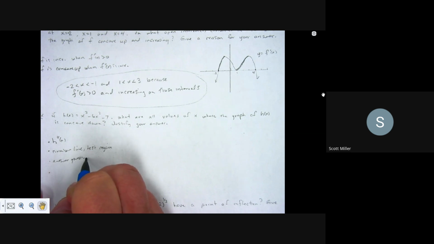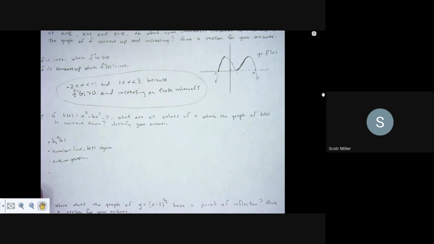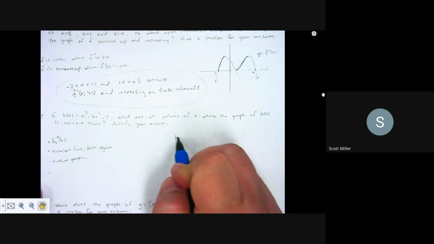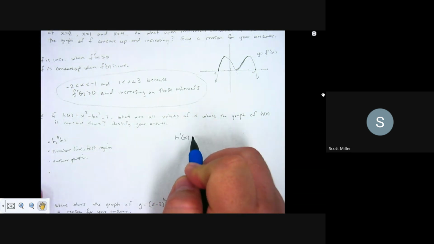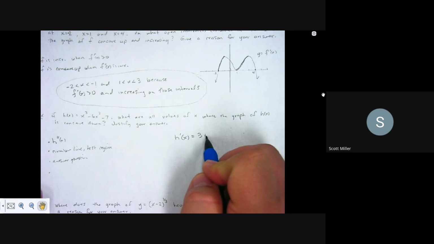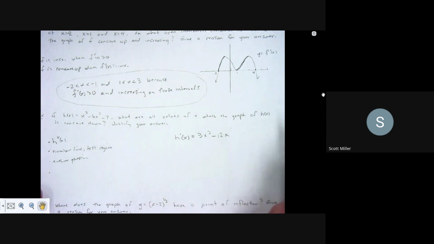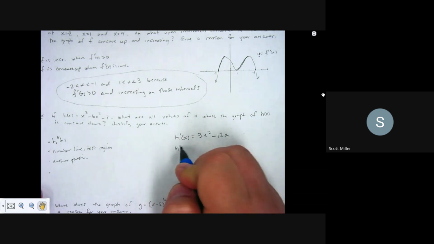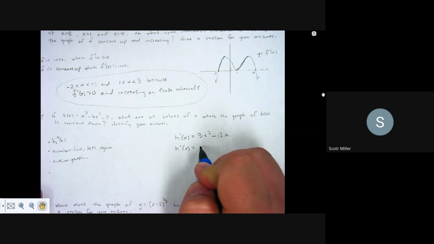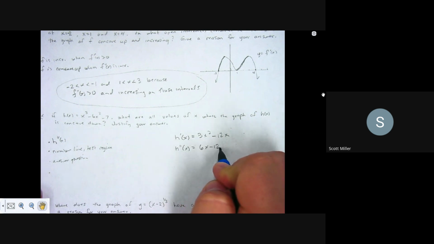Okay? And we have to use the proper format for answering this question. So let's start off. Find h prime. So we find the first derivative. So this would be 3x squared minus 12x. Then we want to find the second derivative. And now I have 6x minus 12.